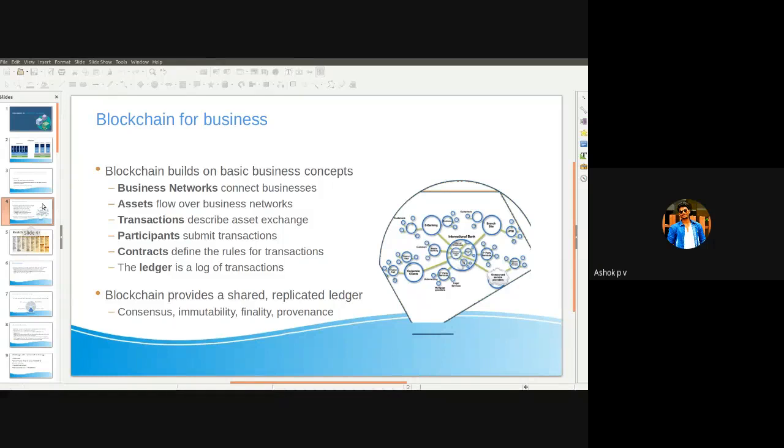So the ledger is nothing but a database. It contains all of the transactions. As you know, blockchain is immutable. That's why they use this replicated ledger concept, because no one can actually do any malpractices in blockchain, because it stores each and every piece of data that is shared across everyone.